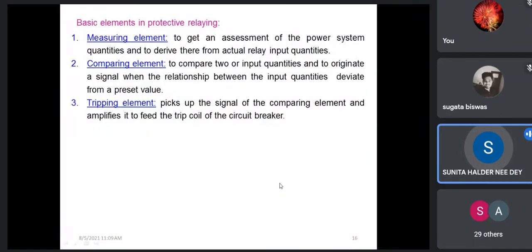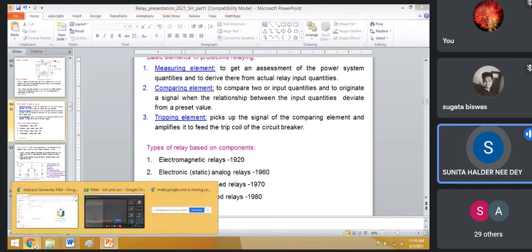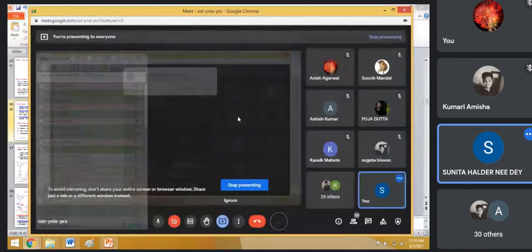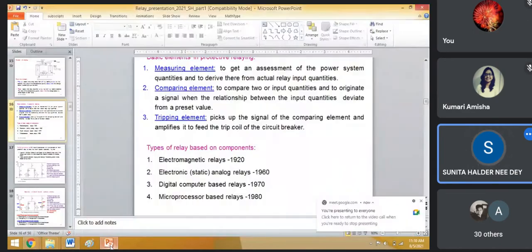Now next is the comparing element. So pickup value and reset value. The pickup value can be set. So if the current is more than the pickup value, then the relay will operate. For an electromagnetic relay, we design the electromagnetic system in that way. So this comparing element will be required for digital relays or microprocessor based relays. And in the case of electromagnetic relays, it will be automatically developed by the device or circuit design.